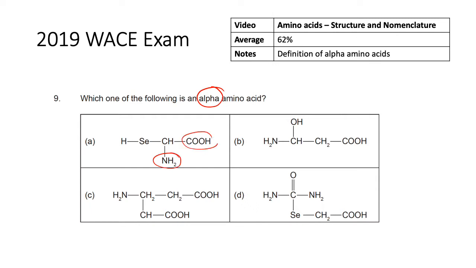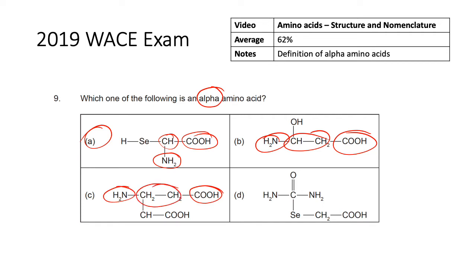Amine group, carboxylic acid joined to the same one. Yes, A, right? Carboxylic acid, amine not joined to the same one. Carboxylic acid, amine not joined to the same one. And there's carboxylic acid and amine not joined to the same one. All right, so that's the definition of an alpha amino acid, and so that's why you need to know all of these little bits and pieces.